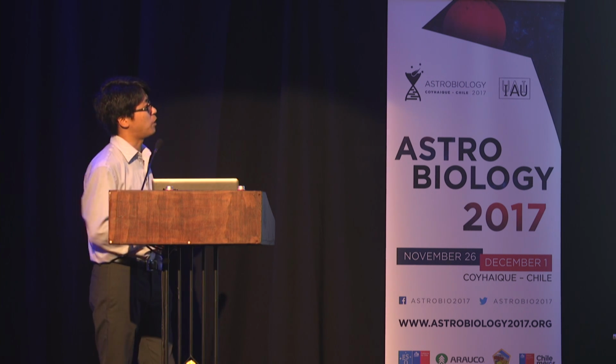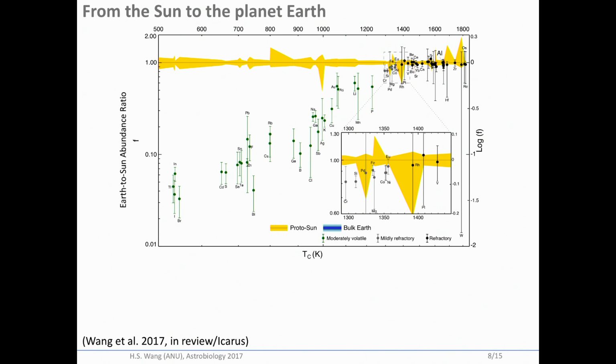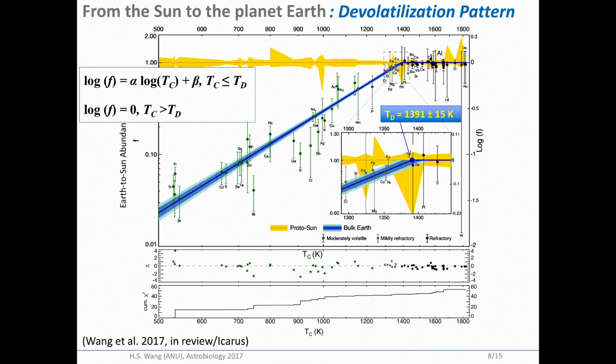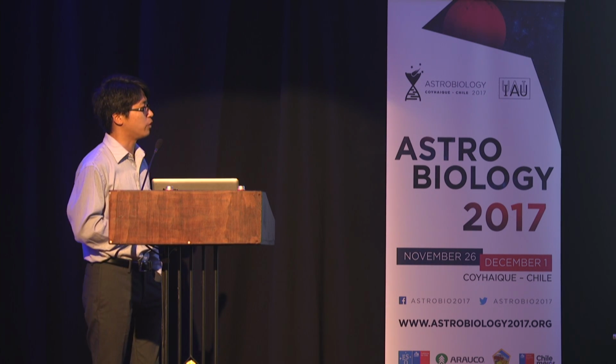Then we replot these abundance ratios on a log scale because that gives us a more obvious, well-constrained trend for these elements. We fit a joint model to the abundance ratios versus Tc, and that led to our devolatilization pattern from the Sun to the Earth. This also determines a critical devolatilization temperature that divides the depleted and non-depleted elements of the terrestrial planet relative to the Sun. We also interpret this temperature as plausibly the highest temperature experienced by the material in the feeding zone of the proto-Earth during the formation stage.